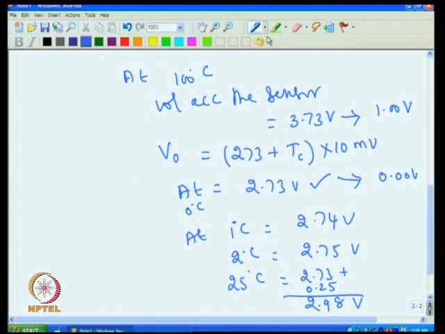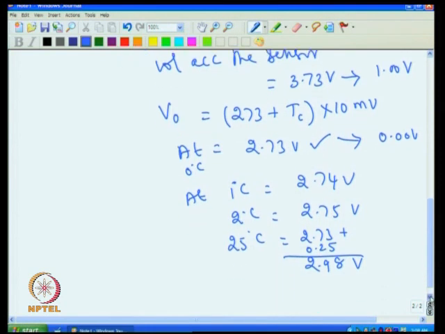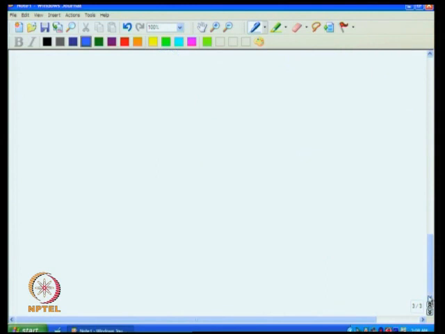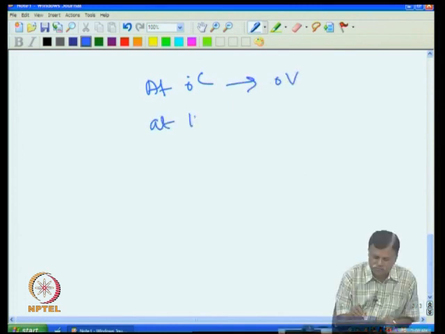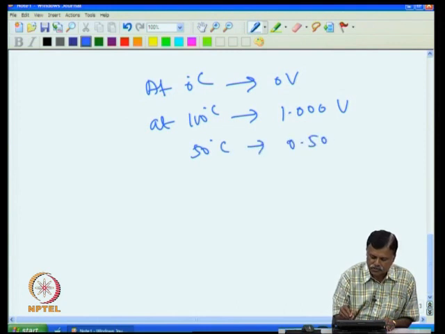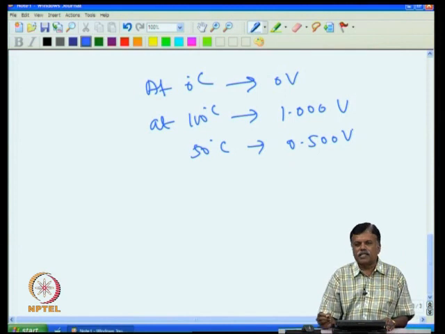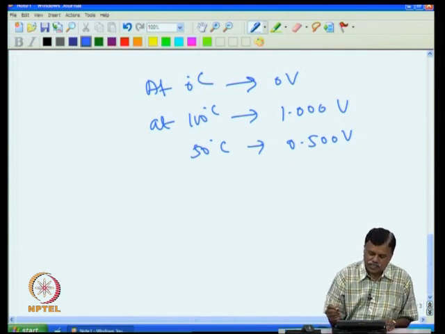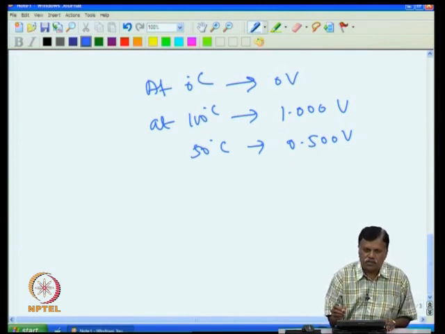At 100 degree C it gives me 3.73 volt, that I convert into 1 volt. So, essentially what I require is that the sensor I connect to my circuit, and my circuit should give 0 volt at 0 degree C and 1 volt at 100 degree C. At any other temperature, for example 50 degree C, obviously it will give me 0.5 volt. So, one can connect the display and directly see the temperature, that is our aim. So, how to achieve this?